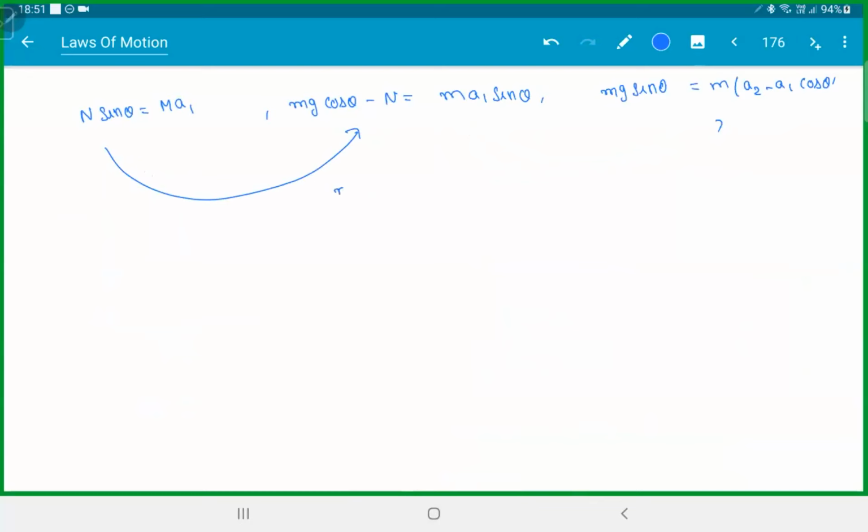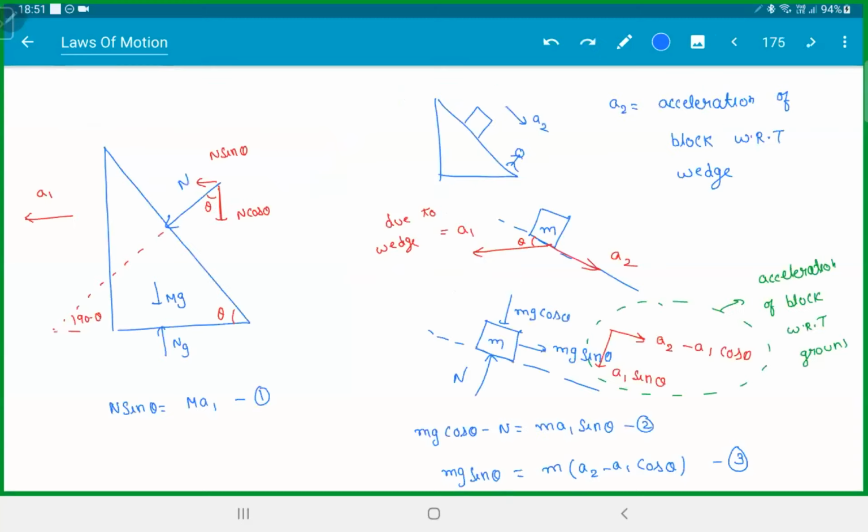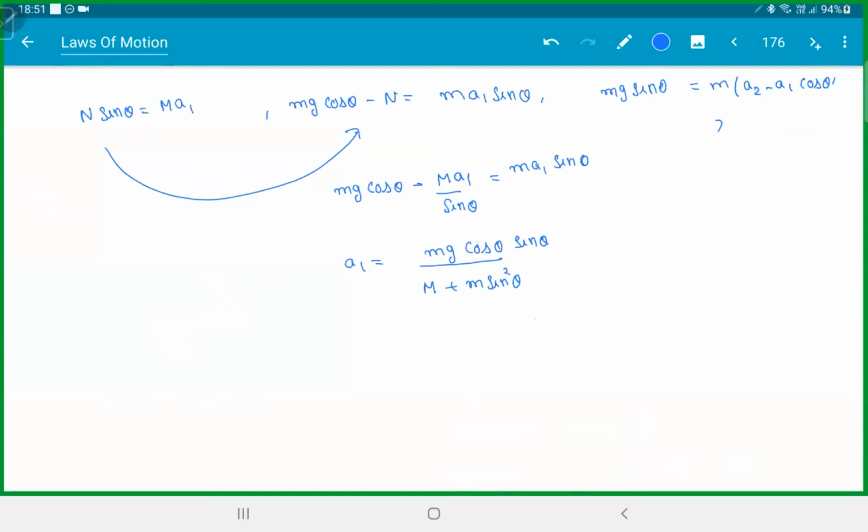If I put it here, this will be mg cos theta minus capital M A1 by sine theta is equal to m A1 sine theta. So I get A1 is equal to mg cos theta by M plus small m sine square theta into sine theta. This is the acceleration of the wedge, A1. Done directly. This is what I wanted actually. It was done in 2 steps. But if you want to find the acceleration of the block also, we have to take this and now put it in this one.